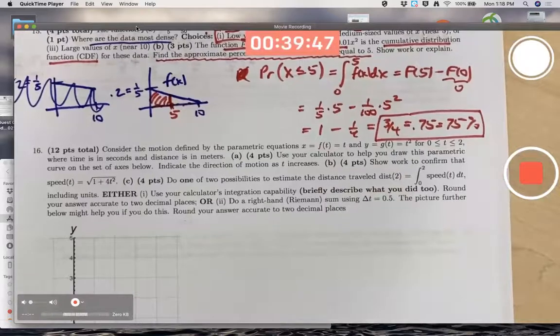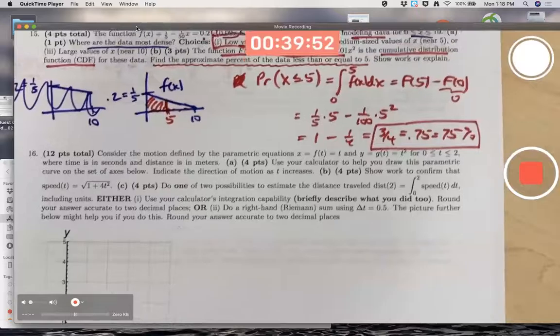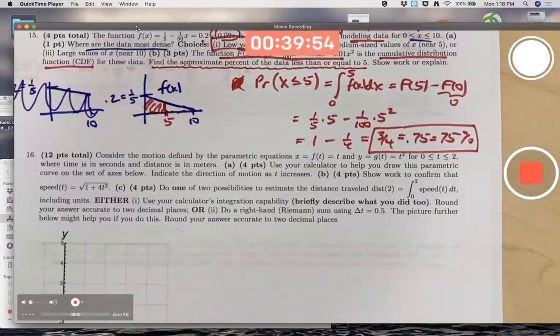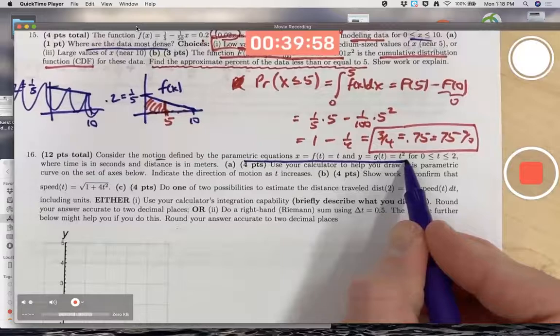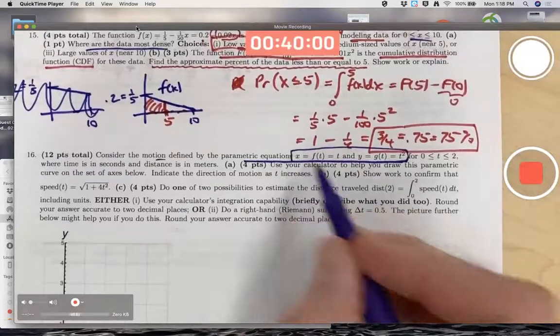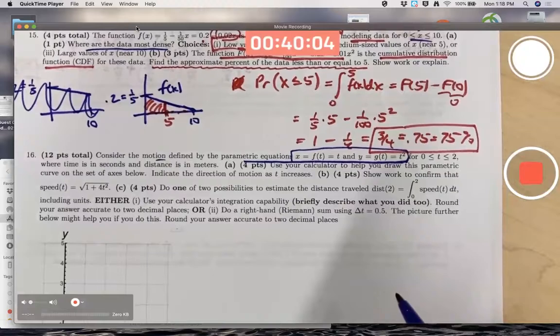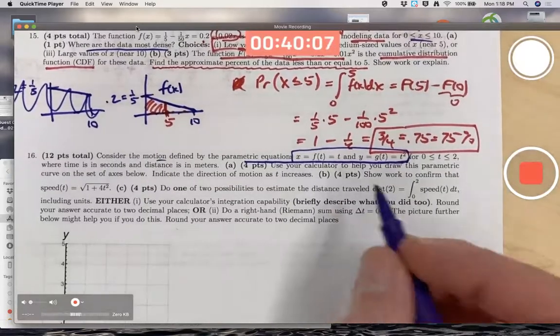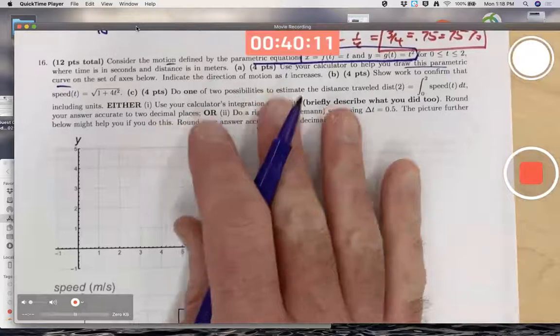16 is also about integrals. Physics: consider the motion defined by parametric equations, x equals t and y equals t squared. Part A, use your calculator to help you draw the parametric curve. Right down here.